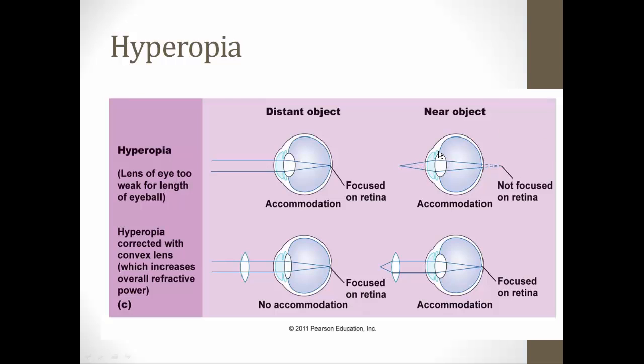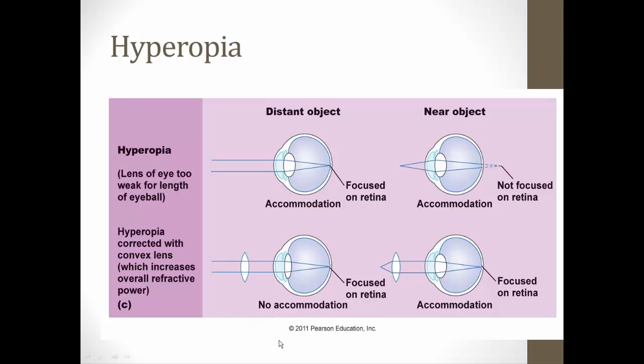At near objects, with light coming in diverging, the lens will try to accommodate. That is, it's going to get as thick as it possibly can, but it just can't get thick enough. So the light ends up focusing behind the retina. The focal point would be back over here, and that doesn't do any good. It doesn't focus in on the retina, so you can't see close up.